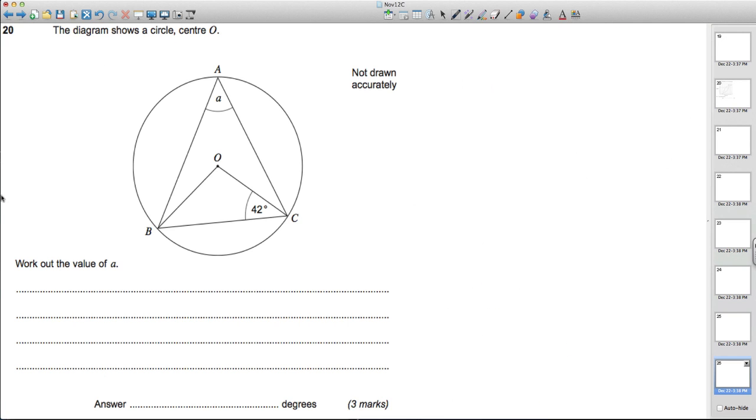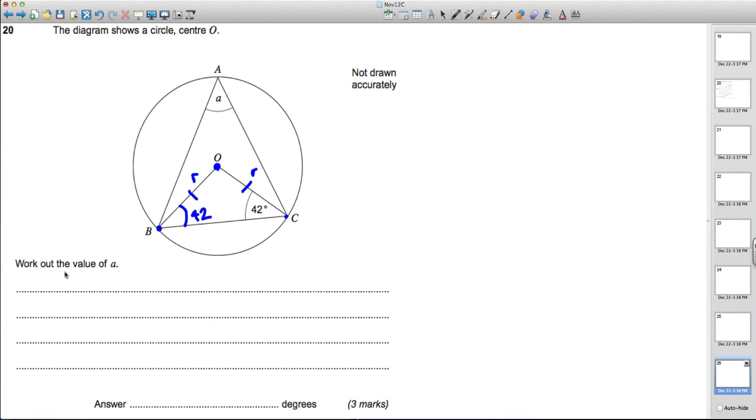Next question. The diagram shows a circle centre O. Work out the value of a. Now, firstly, look at this triangle here. That is a radius, that is a radius. These two lengths must be the same. That's not a radius. We don't know how long that side is. But this line is from the centre to the edge. This line is from the centre to the edge. They are both a radius, so they both must be the same distance. So this is an isosceles triangle, so this is 42.